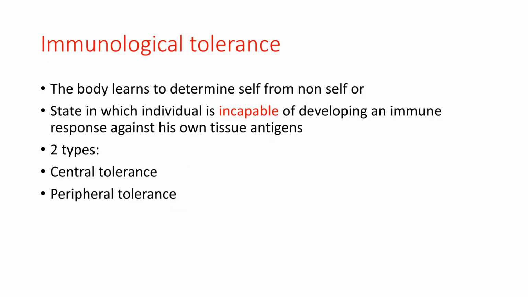So what is immunological tolerance? Immunological tolerance is when the body learns to determine self from non-self, or the state in which it is incapable of developing an autoimmune response against its own tissue antigens. It is a defense mechanism, and normally people have this immunological tolerance so that our body can recognize self from non-self. Immunological tolerance is of two types: first is central tolerance, and second is peripheral tolerance.